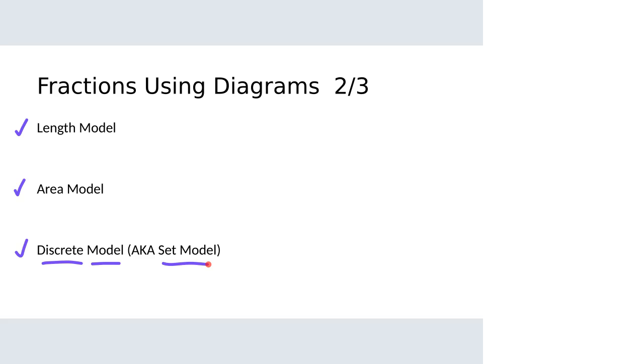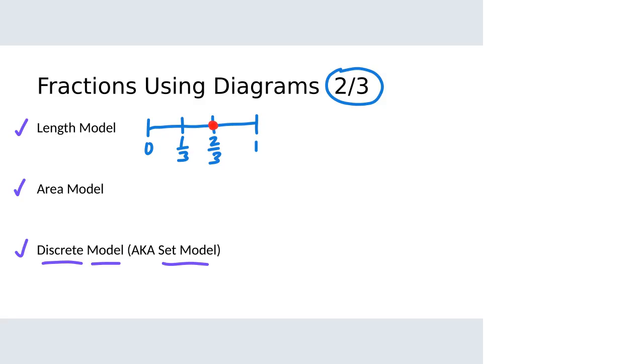Let's start with the length model. Basically, it's exactly what you would think. It's like a ruler or a number line. If we wanted to show 2/3 using the length model, we just set up basically a number line where we go, say, from 0 to 1. And then I could sort of section this off. That's where 1/3 would be. That's where 2/3 would be. And if I want to indicate 2/3 on my length model, I'll just put a dot there. And so that's what 2/3 looks like in a length model. Basically, it's a number line, or you can think of it as a ruler if you want to. That works too.